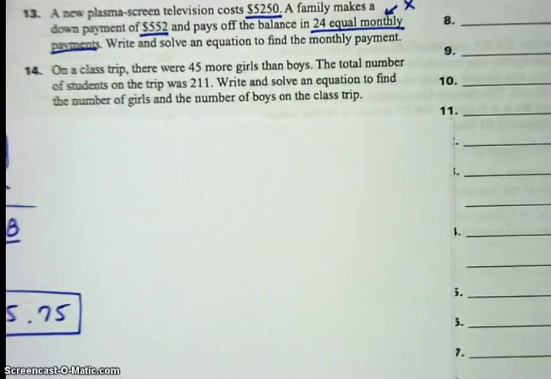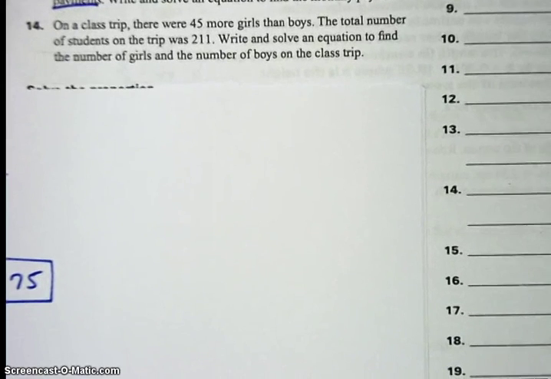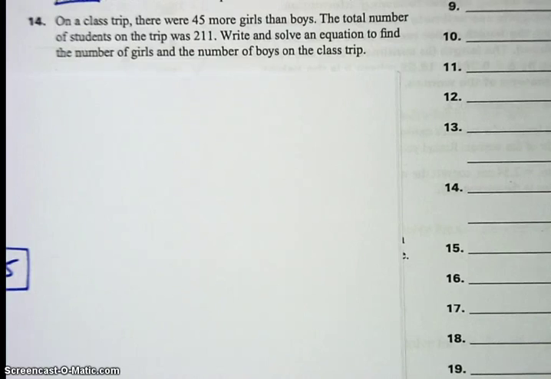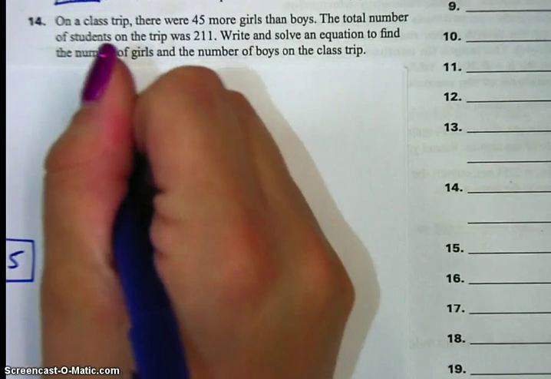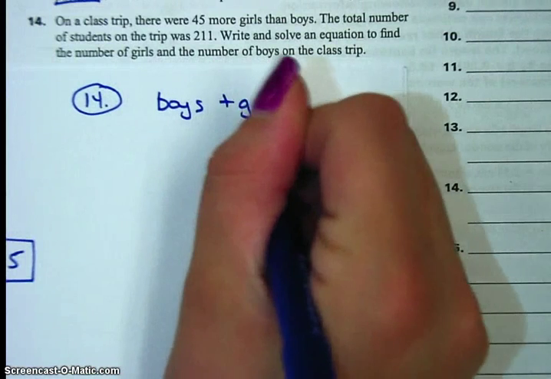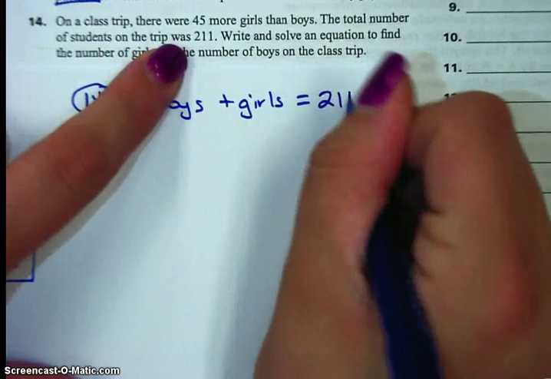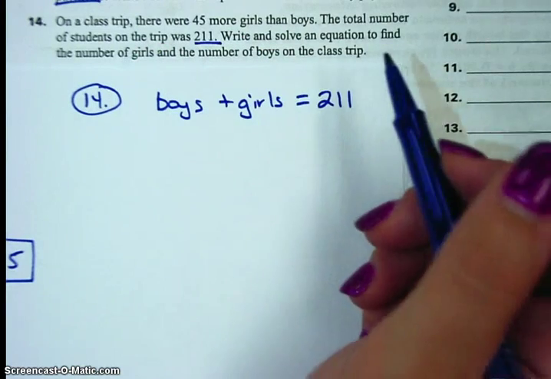Alright, number 14. On a class trip, there were 45 more girls than boys. The total number of students on the trip was 211. Write and solve an equation to find the number of girls and the number of boys on the class trip. So this is number 14. We have some boys and we have some girls. And this equals a total of 211 students. So it's total number.